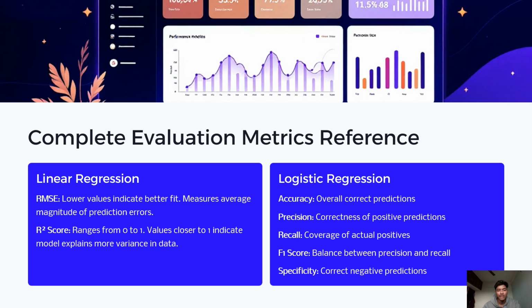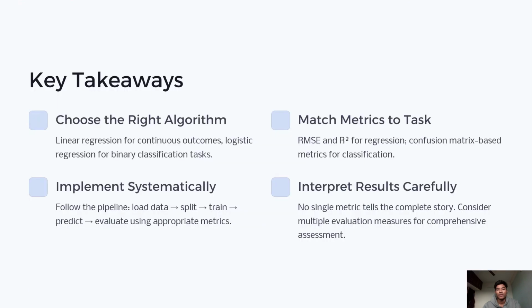Let's talk about the key takeaways now. To wrap it up: use linear regression for continuous predictions, use logistic regression for classification, always choose evaluation metrics based on the type of model, follow a clean workflow: load, split, train, predict, evaluate, and finally, never rely on just one metric. Multiple metrics give the full picture.